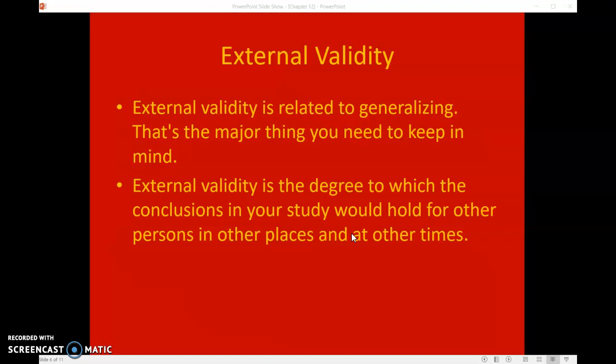Because if what you did for an experiment only works for that group of people in that place at that time, then the value that has is very little, because you can't replicate it again. You can't do it with another group of students. You can't do it in another setting. It won't work again the next time around that you do it, because that's at a different time.